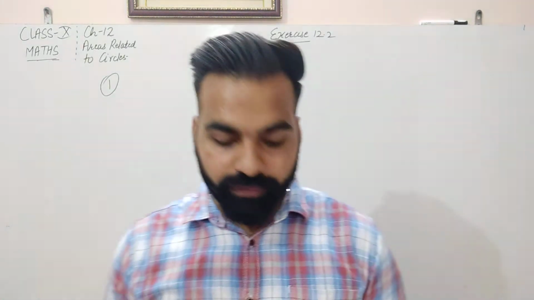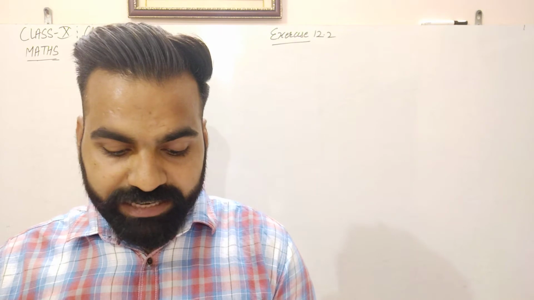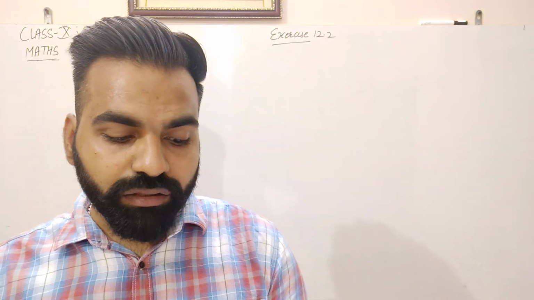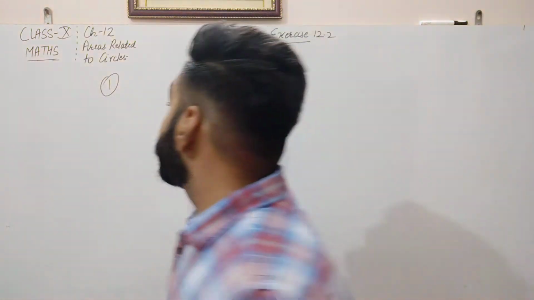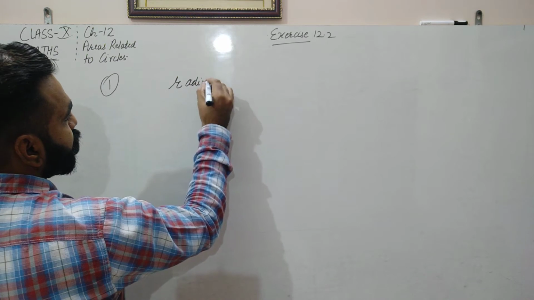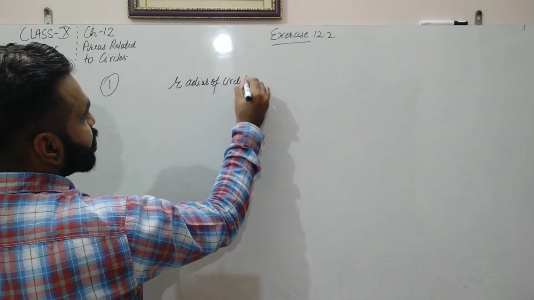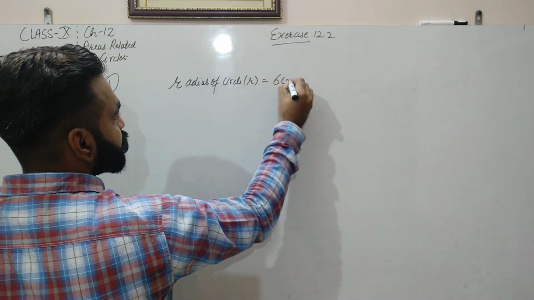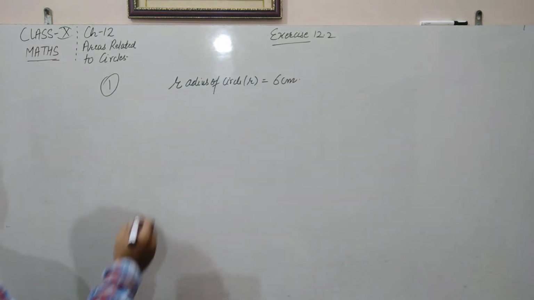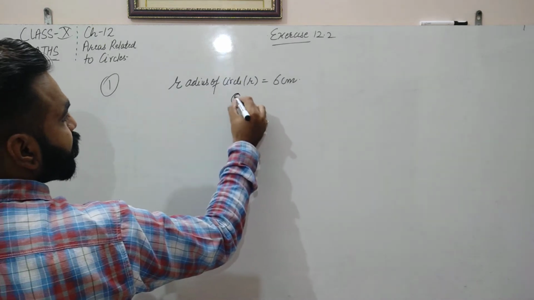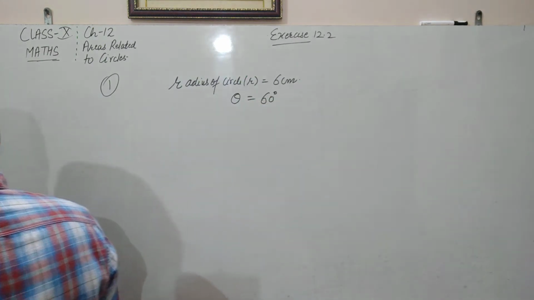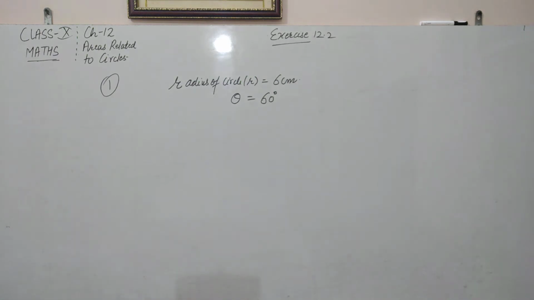Let's see question number 1. Find the area of a sector of circle with radius 6 centimeter if angle of the sector is 60 degree. So we are given here radius of circle, that means r is equal to 6 centimeter, and the angle of the sector, that is theta, is equal to 60 degree. So we need to find the area of the sector.